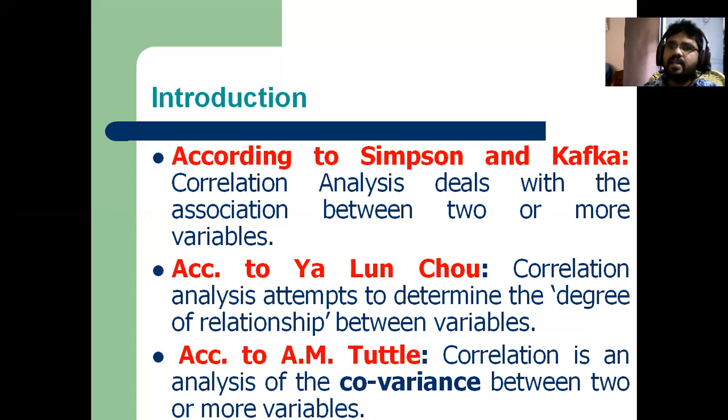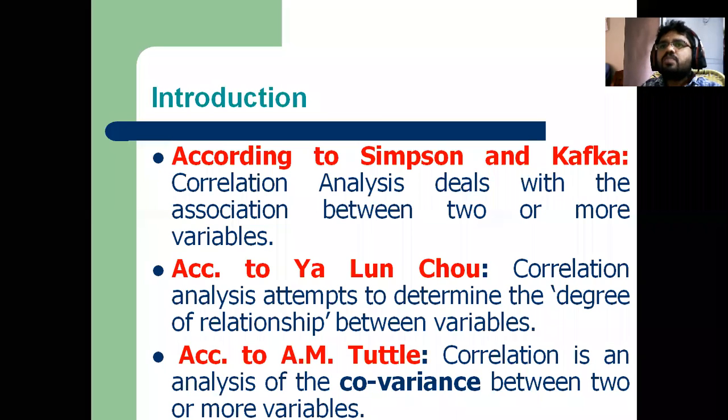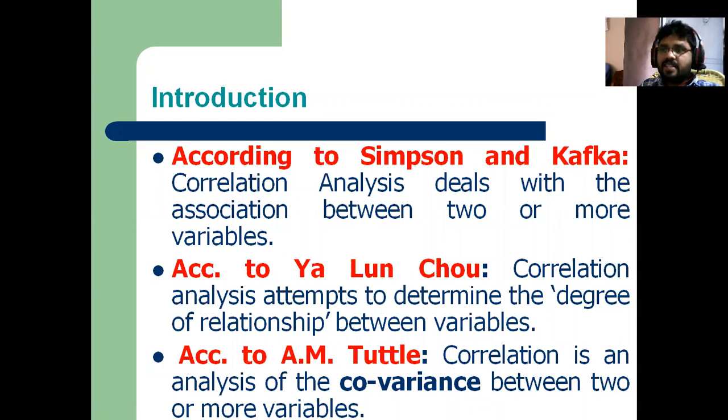For example, take you and your friend. I want to know the relationship between the two persons. You are one variable, your friend is another variable. I want to know whether there is any relationship, and after concluding that there is, I want to know how much. We can call each other good friends, best friends. Somebody will say he is a normal friend, or only a classmate. If there is a good friend, there is a strong relationship between the two persons. If it is just a friend, there is only a casual relationship. So as per Chou, correlation analysis attempts to determine the degree of relationship between the variables.